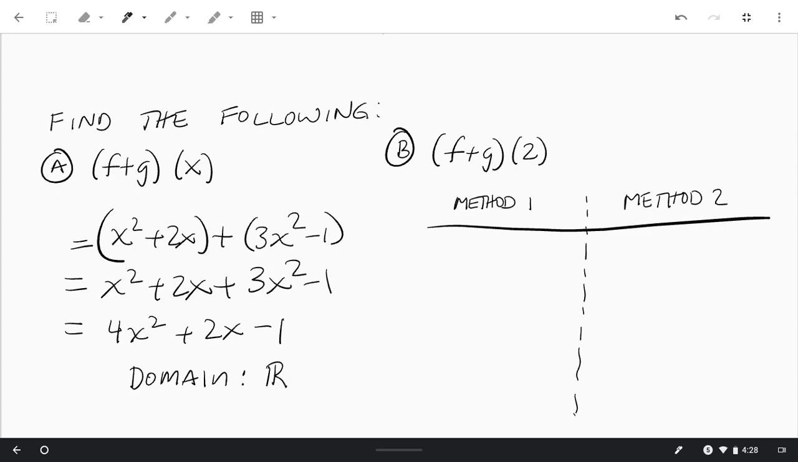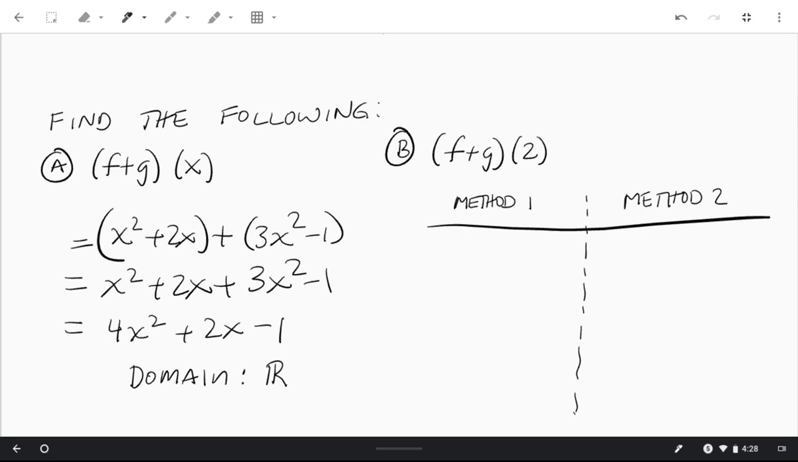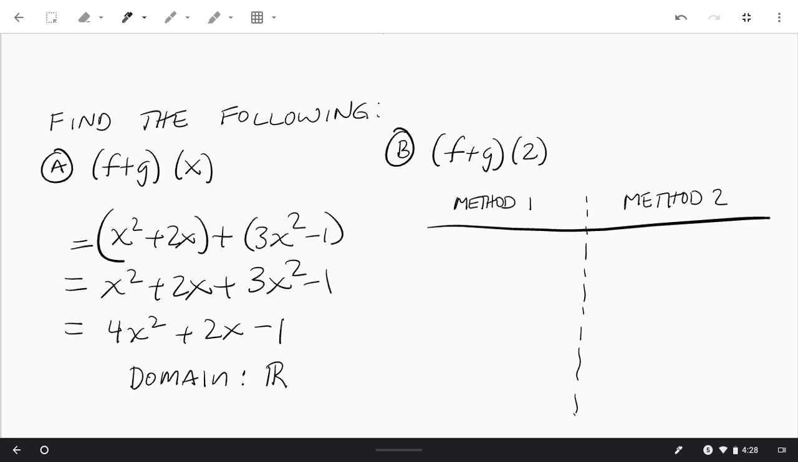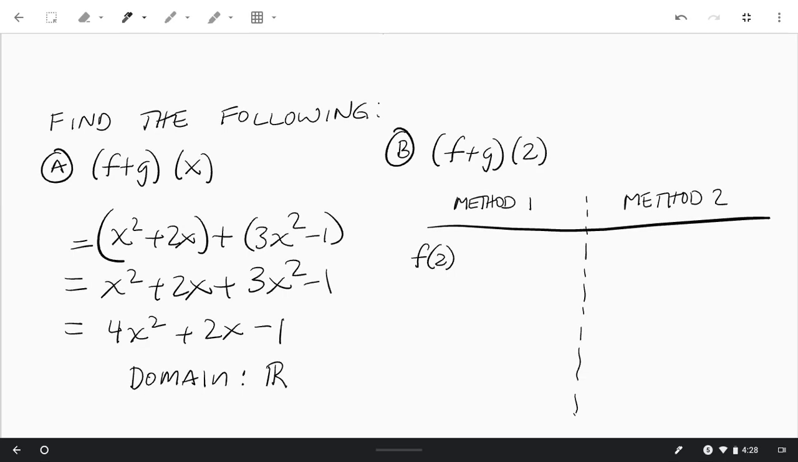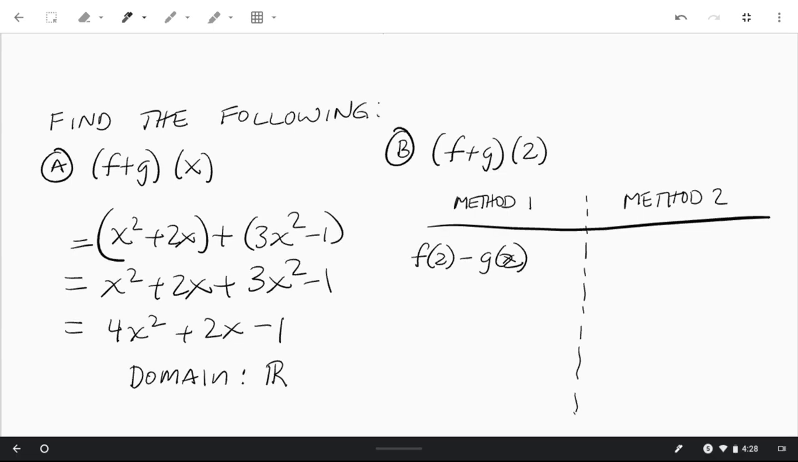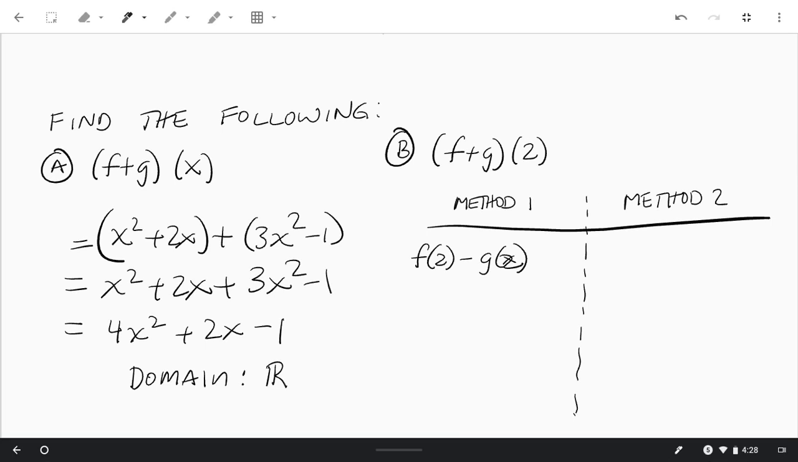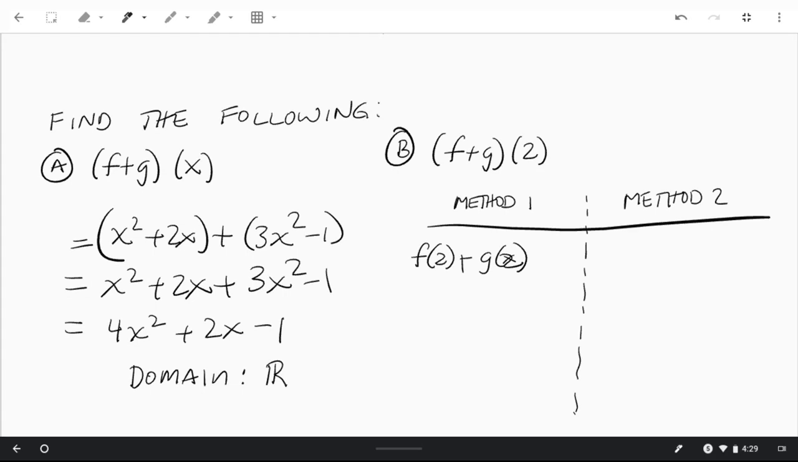The first method says I could evaluate at 2 and then add them. Where's that plus sign? There it is. All right, so I can do that.